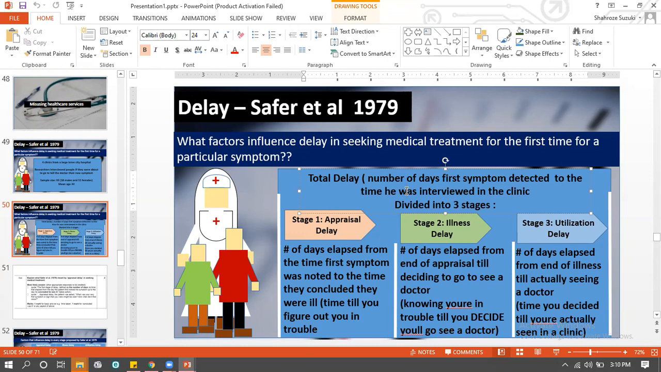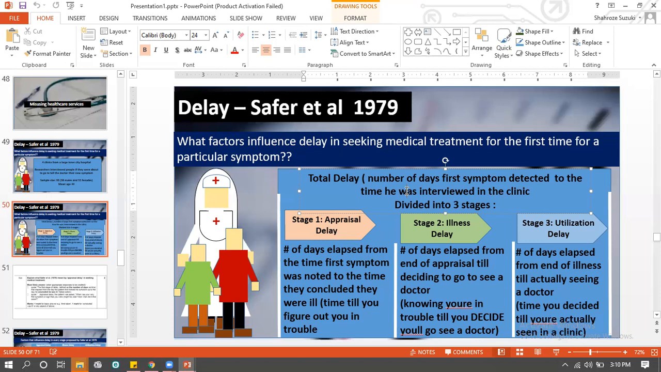But Safer कहता है, you know what, delay के अंदर भी 3 stages of delay आते हैं: appraisal, illness, and utilization. So Safer कहता है appraisal delay is this delay जहाँ पे, let's suppose we talk about COVID, right? COVID के अंदर the first symptom is, for example, common symptoms हो सकता है या fever. बाकी सब जो symptoms होते हैं. Let's suppose you have a fever. Appraisal delay क्या होगा? The first day you have a fever, right? Till the day you figure out that there's something actually wrong with you.